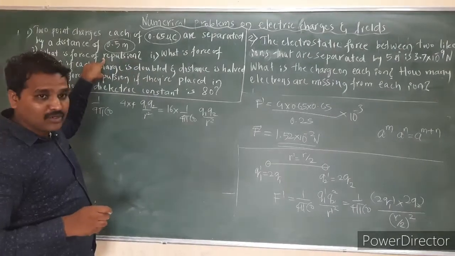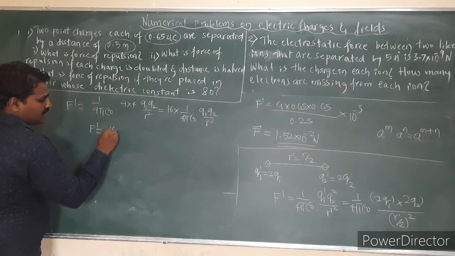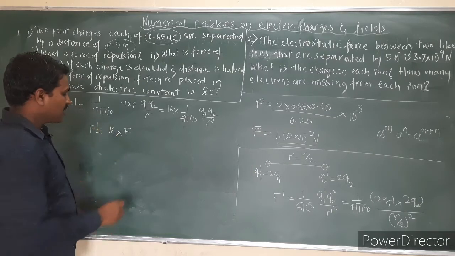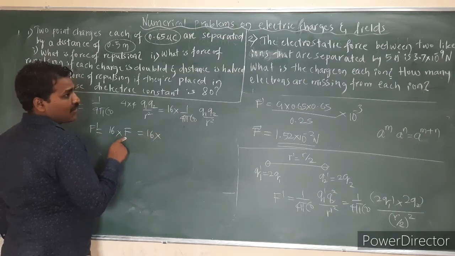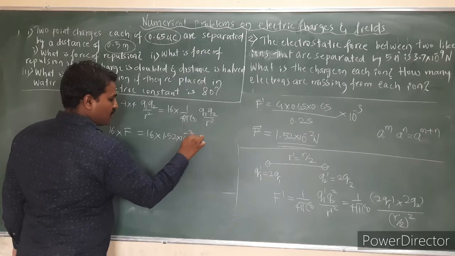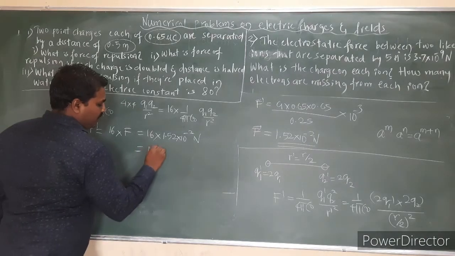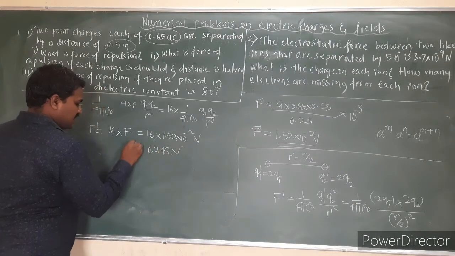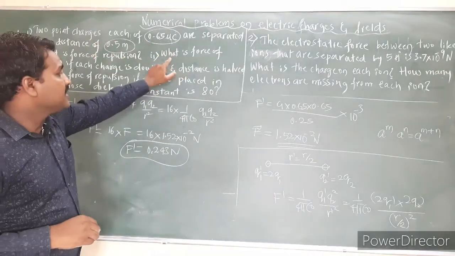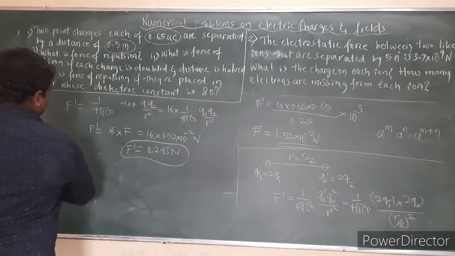For the first part, whatever I have calculated, that is the electrostatic force. So simply I can write F dash is equal to 16 times the initial value of the electrostatic force of repulsion here. So I can simply write it as 16 into whatever value of F we have got, that is 1.52 into 10 to the power minus 2 newtons. So this comes out to be around 0.243 newtons. So this is the new value of electrostatic force of repulsion when the magnitudes of the charges as well as the distance between both the charges is changed. Yes, so that is the new value of the force.